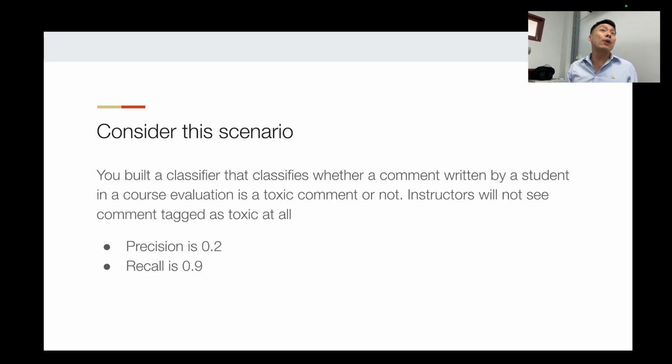So suppose you build a classifier to tag toxic, hateful comments. Once you have the system on, say, my course feed, the instructors won't see those comments at all. Great feature, right? Suppose I train the classifier and it looks like this: precision 0.2, recall 0.9. What do you think? Do we like the system? It's not accurate, obviously, but can we use this?